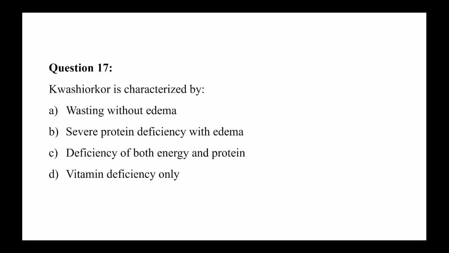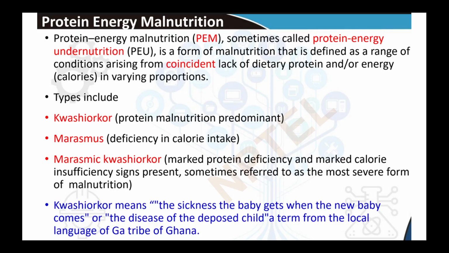So there are different types of protein energy malnutrition. Either protein can be deficient, or energy can be deficient, or both can be deficient. Kwashiorkor is the type where protein malnutrition is predominant. Marasmus is another type where calorie intake is deficient. And there is a third variant, marasmic kwashiorkor, which marks protein and calorie deficiency together. Okay.